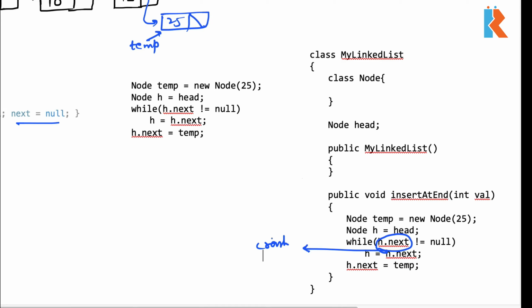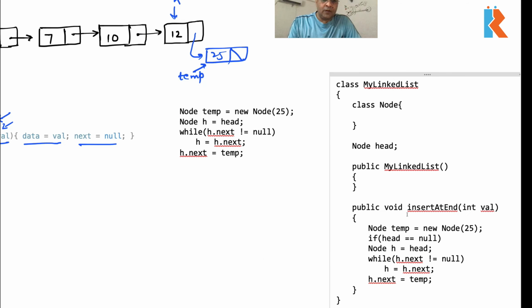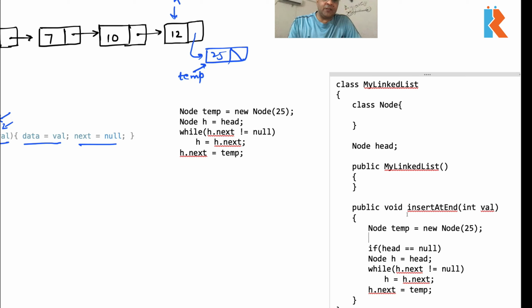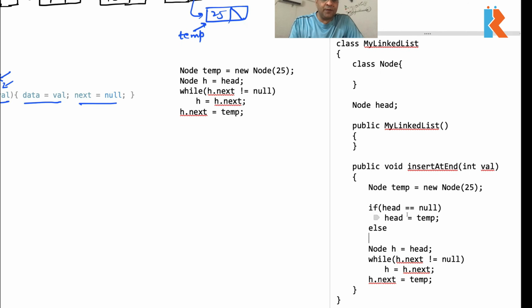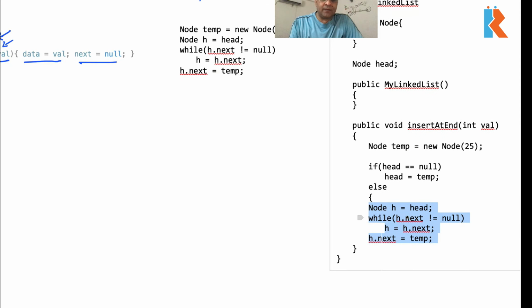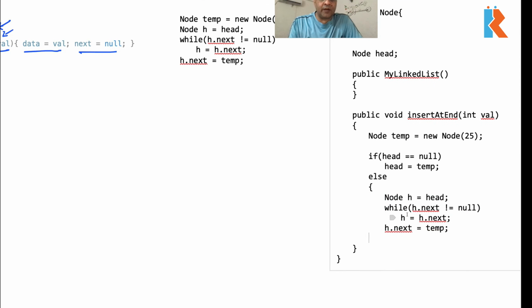So this code will crash when we try to insert the first node, and we should handle that programmatically. The way we can handle that is by putting a special condition for the first node. So if head is null, anyway we will be allocating this new node, so we should just say that head is equal to temp. Then the new node that we are inserting will become the head node. Otherwise we will go all the way up to the end of the list, and then we will insert the new node at the end of the list.